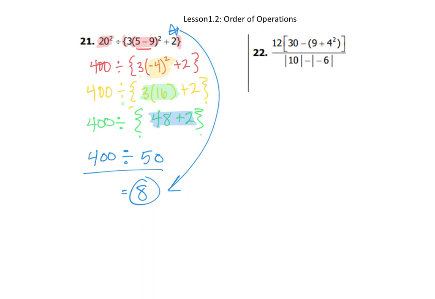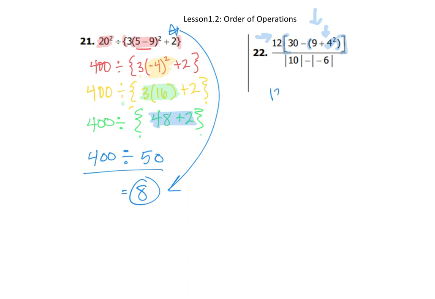Okay, number 22. We've got this fraction. I'm going to start by looking at the numerator. Notice I've got brackets this time. So I have to do what's inside the brackets and then look for my next smallest grouping symbol, which would be parentheses. Looking inside these parentheses to what needs to be done first, which would be exponents, squaring that 4. That is the first piece. We've got to kind of narrow it down, a little treasure hunt, so to speak.